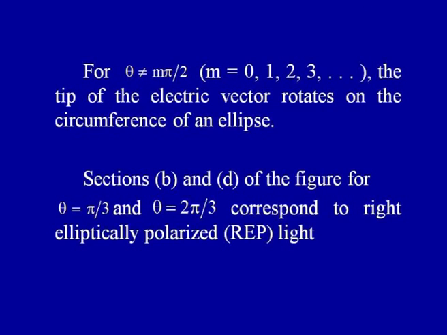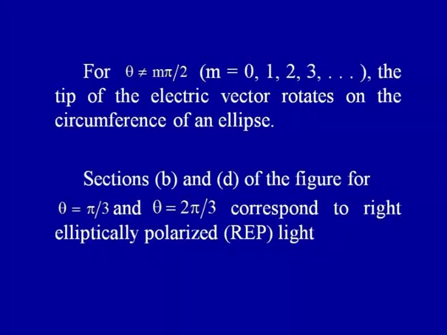Now, for theta not equal to m pi by 2, this means this is a case where it is not equal to an integer multiple of pi by 2. In this case, the tip of the electric vector rotates on the circumference of an ellipse. Sections B and D of the figure, for theta equal to pi by 3 and theta equal to 2 pi by 3, correspond to right elliptically polarized light.